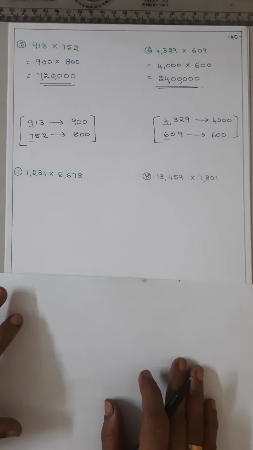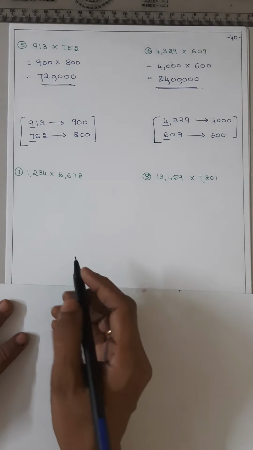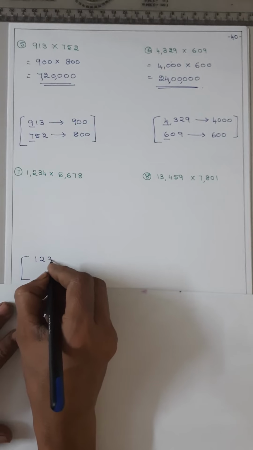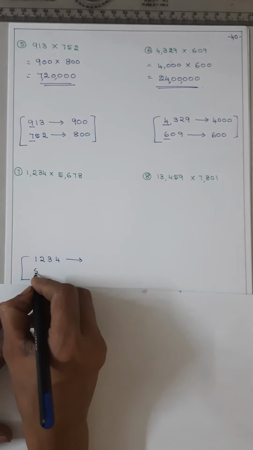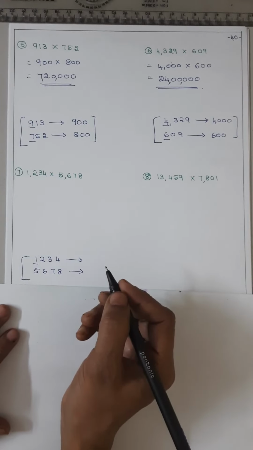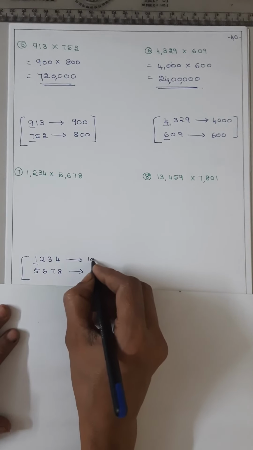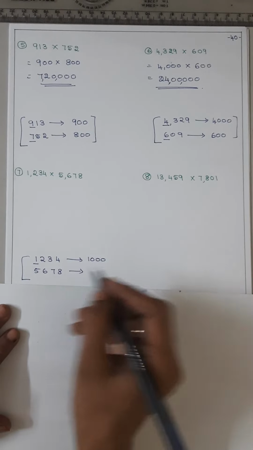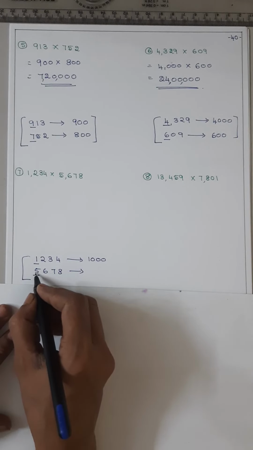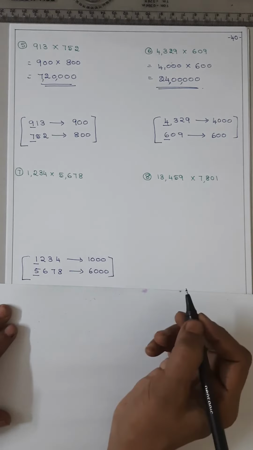Now coming to the seventh sum. Both are in thousands place. So round off to thousands place. 1 2 3 4 5 6 7 8. अंडरलाइन 1 in 1000 प्लेस. राइट साइड में 2 है तो ये बनेगा 1000. अंडरलाइन 5 in 1000 प्लेस. राइट साइड it is 6, so it will be increased by 1 digit, that is 6000.